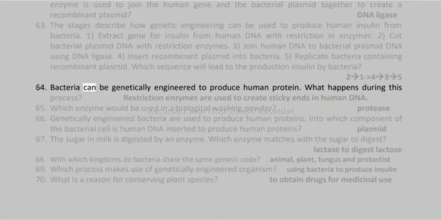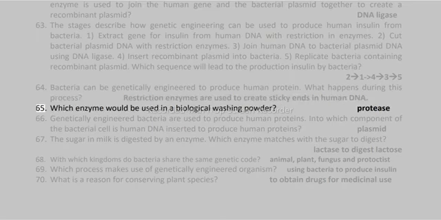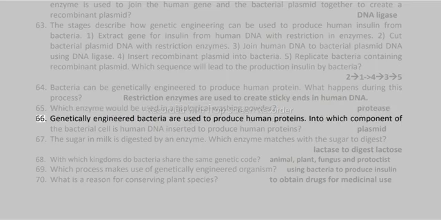64. Bacteria can be genetically engineered to produce human protein. What happens during this process? Restriction enzymes are used to create sticky ends in human DNA. 65. Which enzyme would be used in a biological washing powder? Protease.